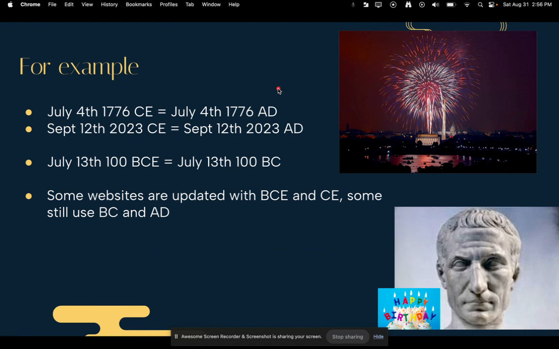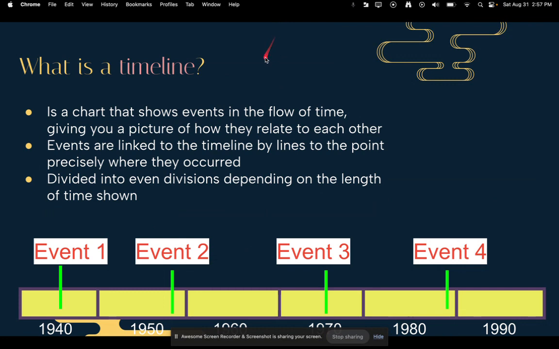For example, July 4th, 1776 CE would be the same thing as July 4th, 1776 AD. Same thing with September 12th, 2023 CE. That would be the same as September 12th, 2023 AD. And July 13th, 100 BCE is the same as July 13th, 100 BC. Some websites are updated with the BCE and CE thing, and some still use BC and AD. So when you do research projects, some websites use more of the modern stuff. Some websites use more of the older stuff. So just don't get confused. I guess that's what I'm trying to tell you.